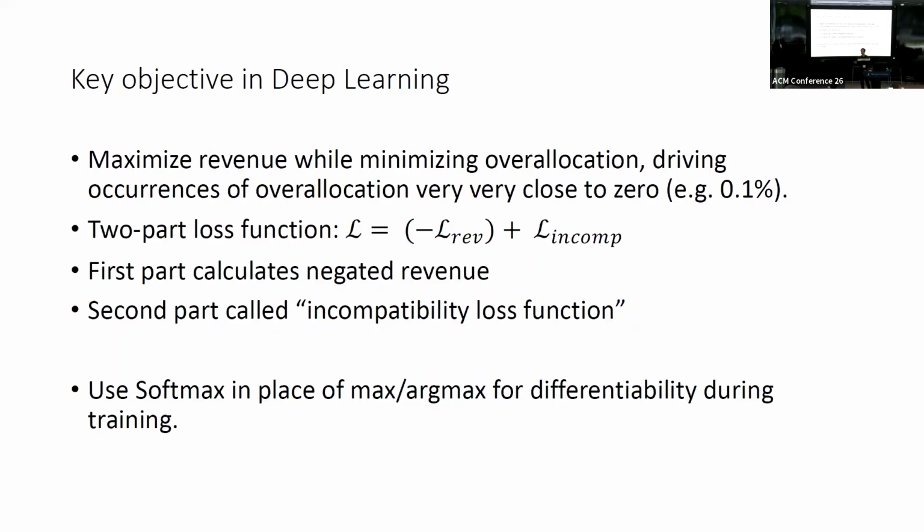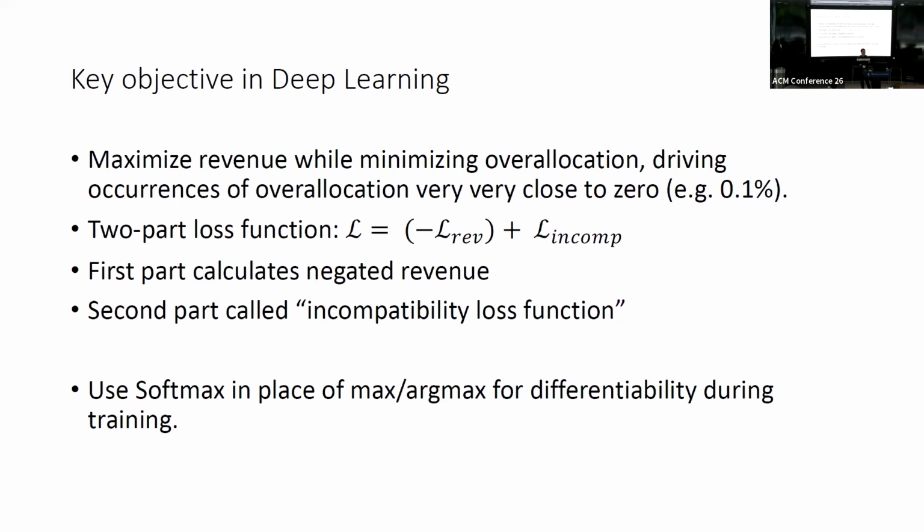The first part is the negated revenue part, which aims to maximize the revenue for our mechanism. And the second part is what we call an incompatibility loss, which just aims to lower the occurrences of this incompatibility, or over-allocation. So after this deep learning step, we already have a mechanism that achieves fairly high revenue with very low over-allocation occurrences. But this is still not fully desirable, in the sense that we don't want any over-allocation. Essentially, what does it mean for a mechanism to sometimes over-allocate the item, even with 0.001% probability? And so we have to think of ways that we adjust.